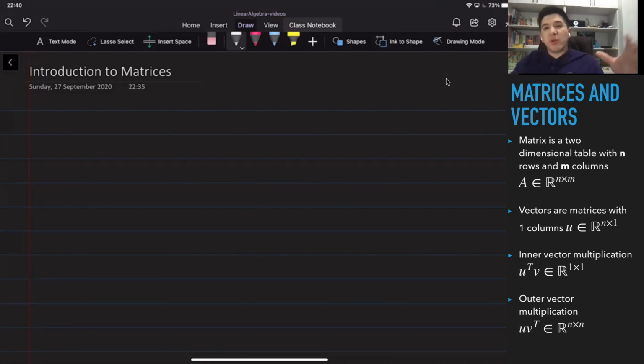And then later on, we're going to learn about the vectors, and then we're going to go deeper into the matrices and the operations with the matrices. So let's first of all define a matrix. Any matrix is simply a two-dimensional table. So a matrix is a 2D table.